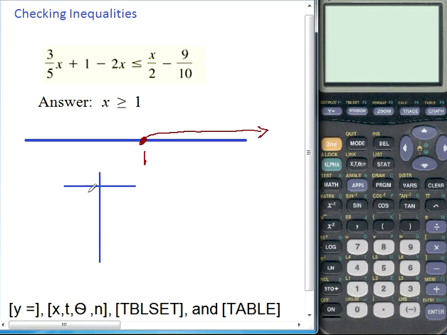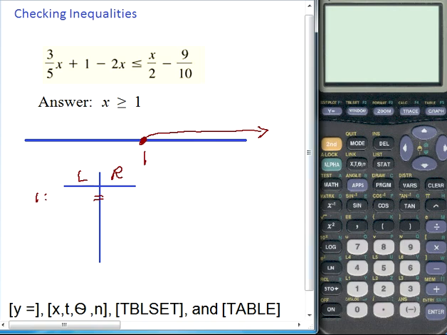So the first thing we do is check the number 1. And if that is really a boundary point for a two-part inequality like this, it is going to make the left side equal to the right side. So they should be equal there. And so we'll check that by using the calculator, and it's fairly easy to do.